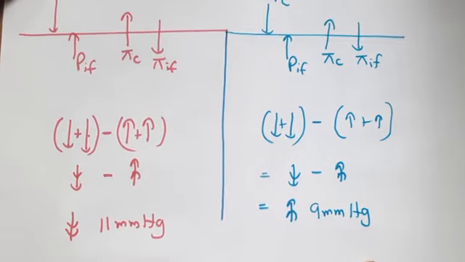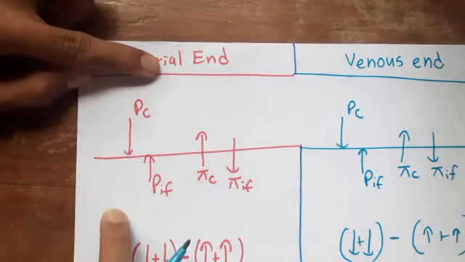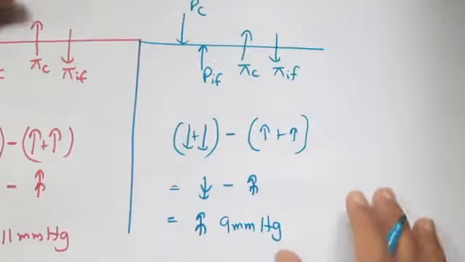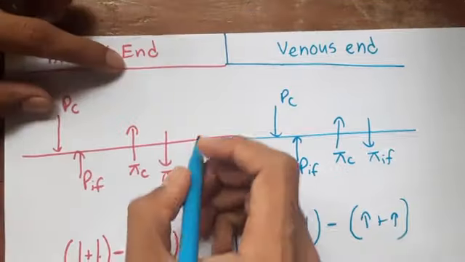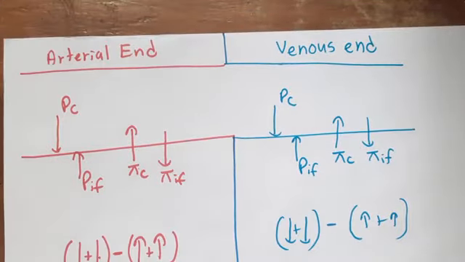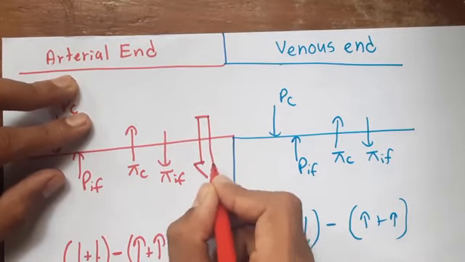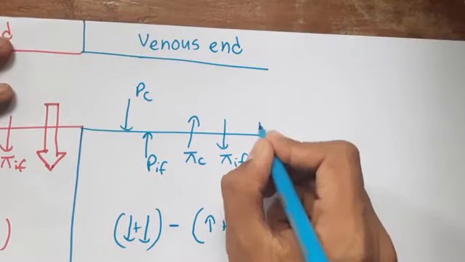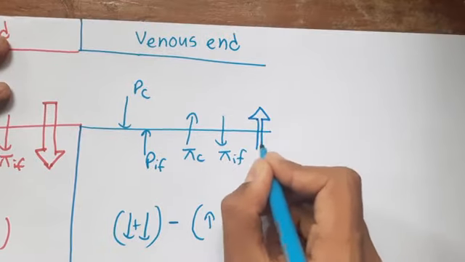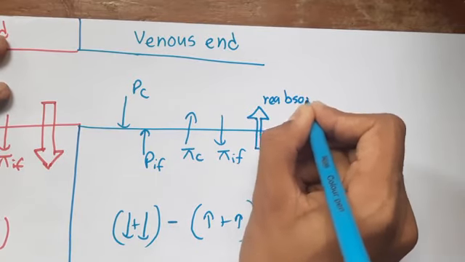You already know this. In the arterial end, there is filtration, no? In the venous end, what happens? Reabsorption occurs. In the arterial end, there is filtration, a net downward force. But in the venous end, there is a net upward force. This is the reabsorption.